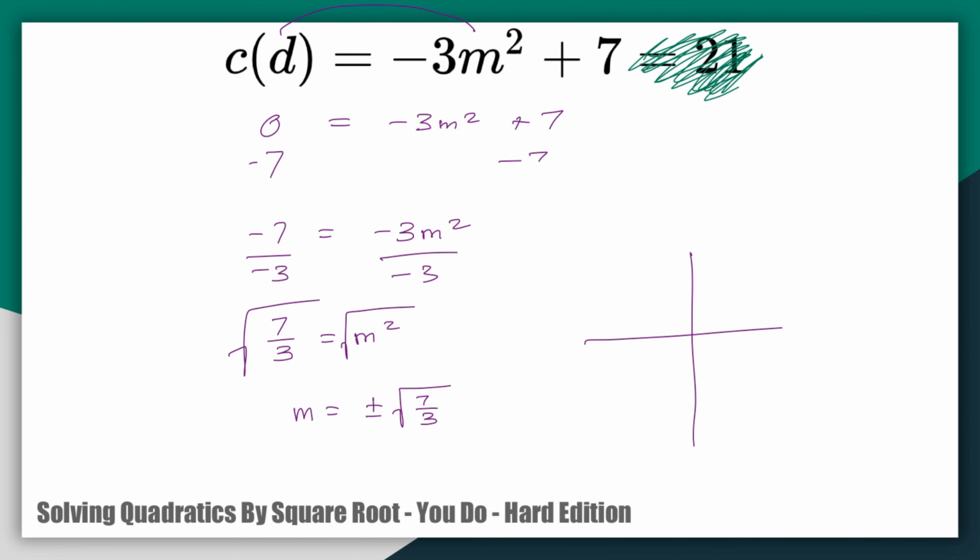So if you go to sketch this, somewhere over here is negative square root of 7 over 3. And somewhere over here is positive square root of 7 over 3, okay? And we know that it's going down because it has an a value that's negative. So that means its vertex must be somewhere up top, okay? We just want you sketching in this lesson because we want you thinking about what this means, where it looks, even though we're really focused on solving instead of graphing right now, okay?